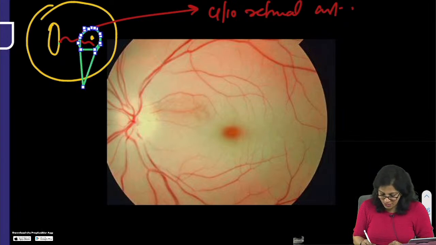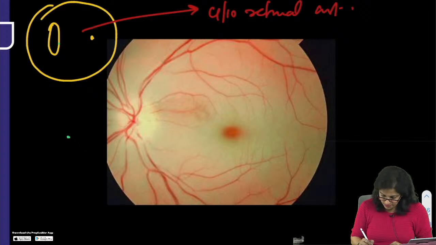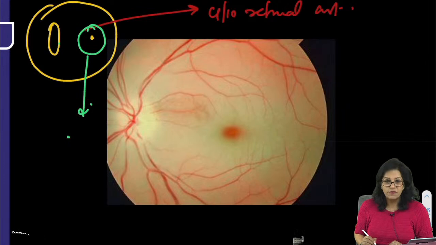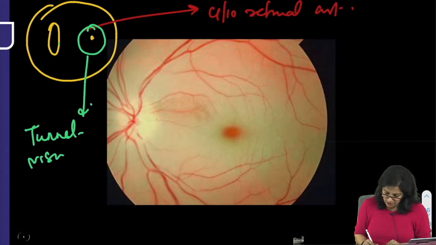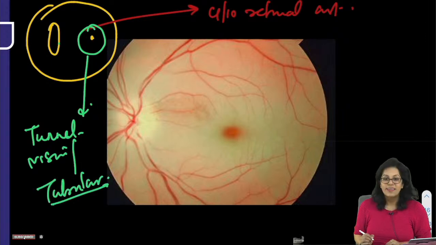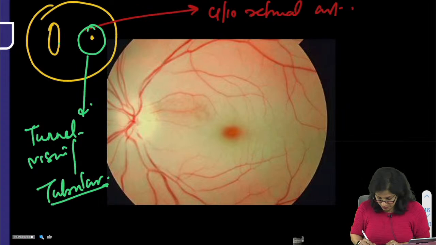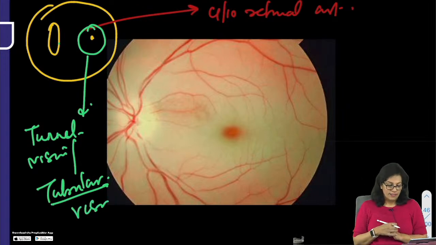Everyone knows, this is what is called tubular vision. If this is the small visual field, this is what is tunnel vision or tubular vision. We talked about tunnel vision yesterday also, right? Keyhole vision in posterior cerebral artery occlusion. So tunnel or tubular vision. Remember this.